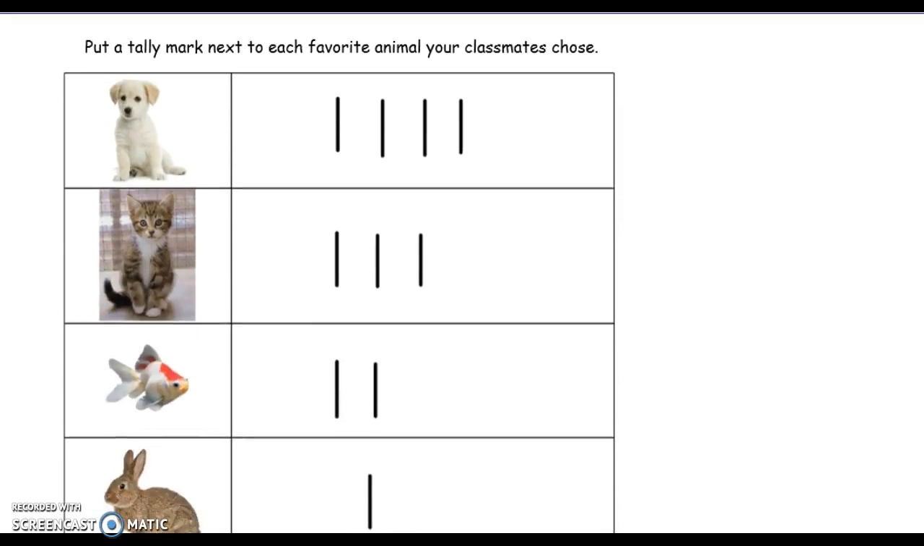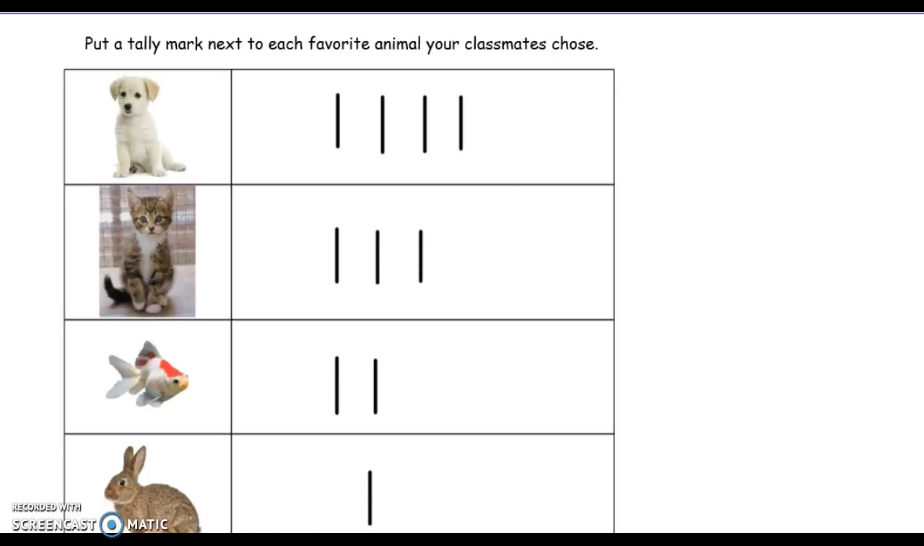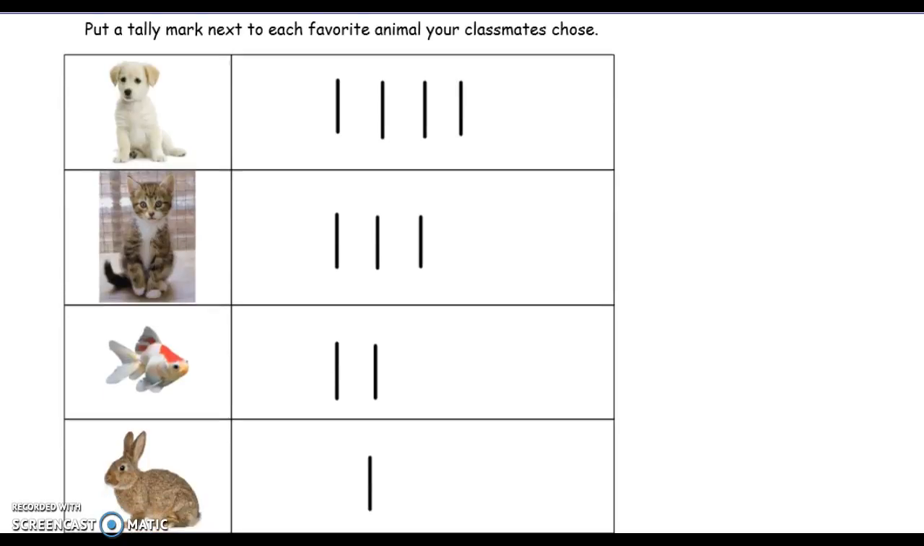So here's a tally chart on the favorite animals of our classmates. As you can see, there are 4 choices. We have a dog, a cat, a fish, and a rabbit. And we have tally marks next to each one of these animals showing how many students like that particular animal. We have 4 tally marks next to the dog, 3 tally marks next to the cat, 2 tally marks next to the fish, and 1 tally mark next to the rabbit. So we're going to take these tally marks and turn them into a picture graph.